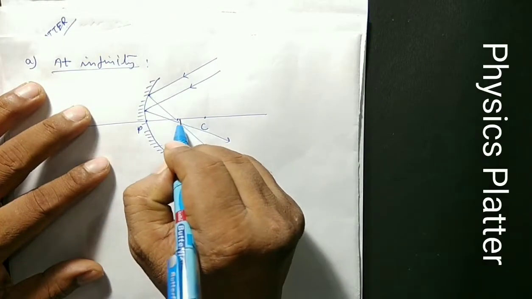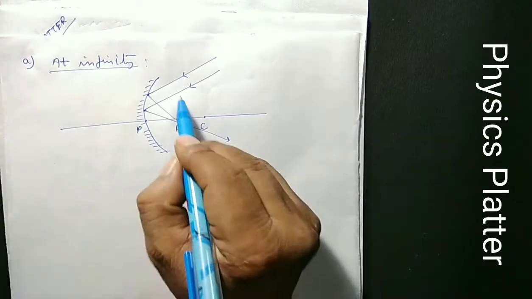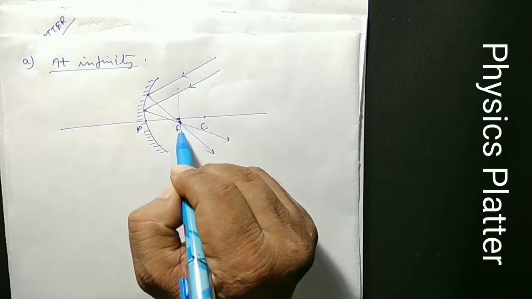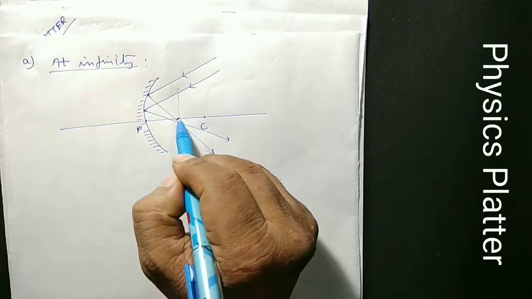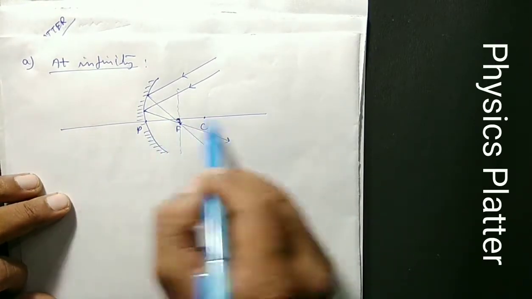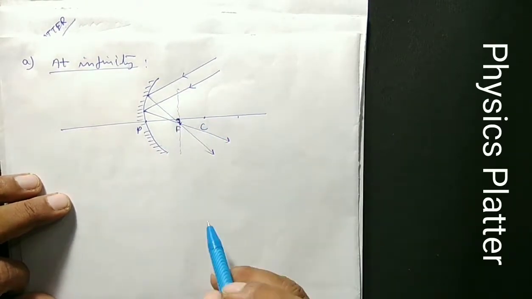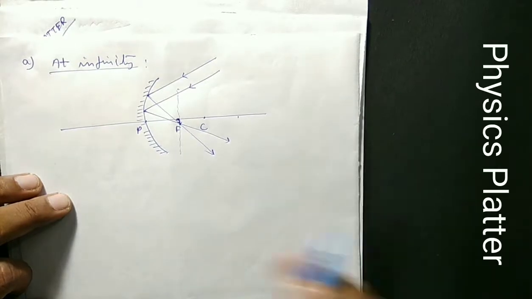That means the image will be formed at the focal plane. Not exactly on the focal point, but in the plane which is perpendicular to the principal axis and at the focus. Okay, so this is the first case.